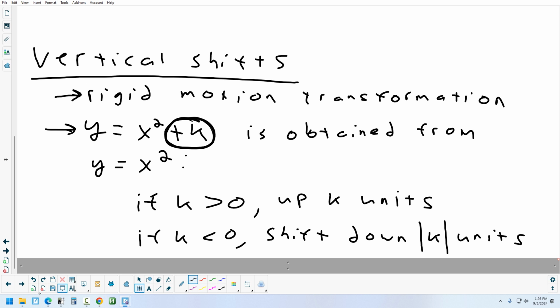Notice I put absolute values here. When you describe something shifting down, don't say that it shifts down negative 2. It can just say down 2. Okay, down is the negative. So it can shift up 2, it can shift down 2. But it can't shift down negative 2. Okay, down is negative.